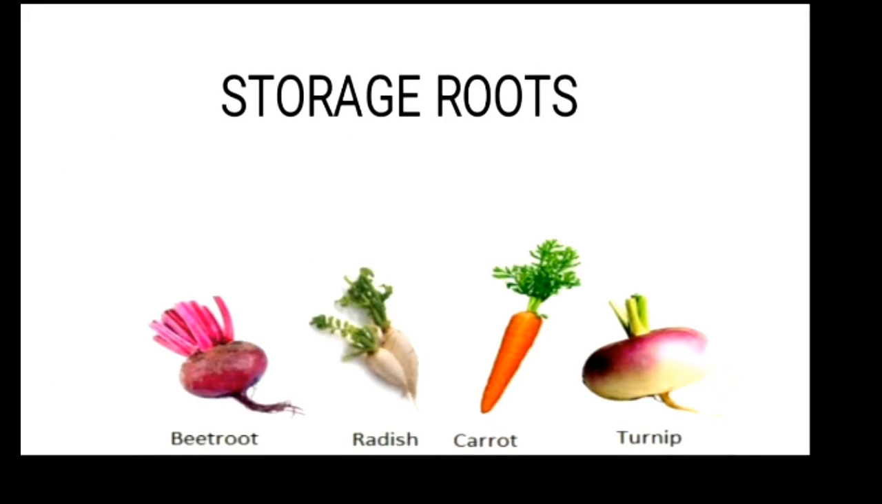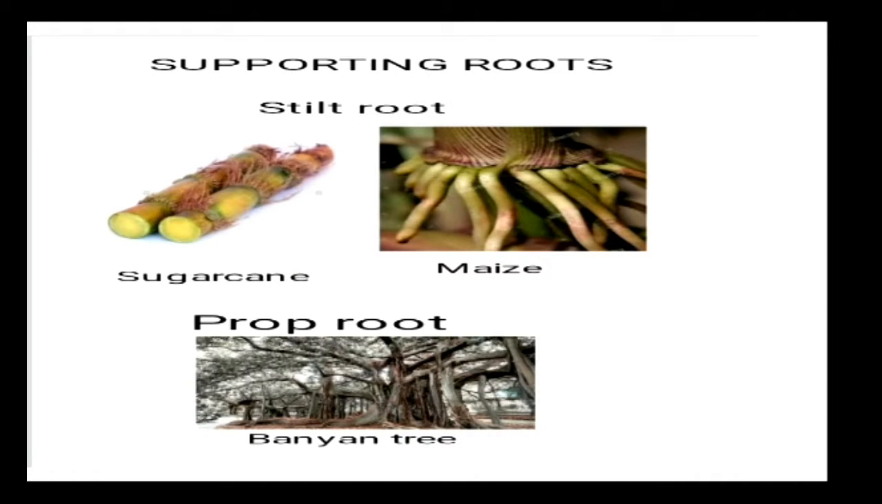We can see some of the storage roots here. They are beetroot, radish, carrot, turnip. These roots are modified to store food. Sometimes the root modifies to support the plant. Such roots are called supporting roots. They may be stilt root or prop root. Sugarcane and maize have stilt roots. In banyan tree, we can see pillar-like prop roots that support the plant.